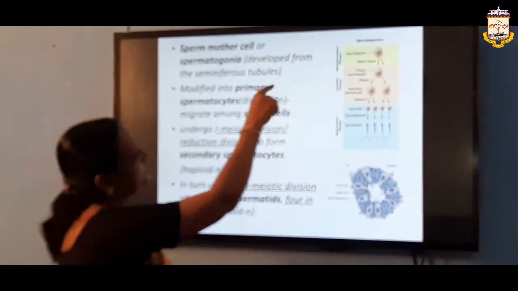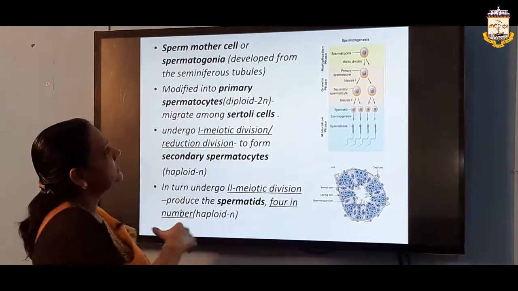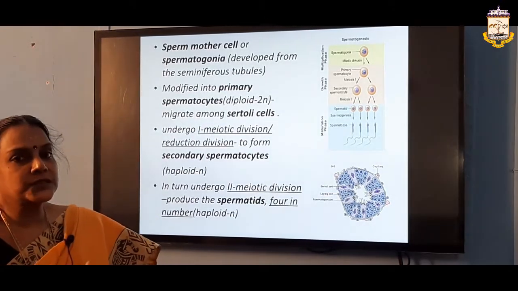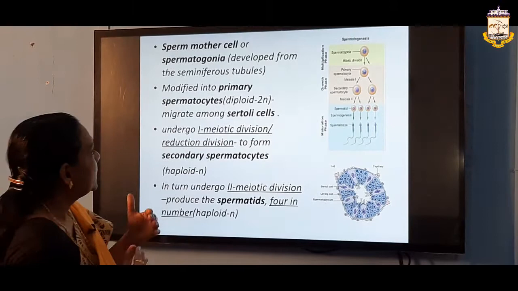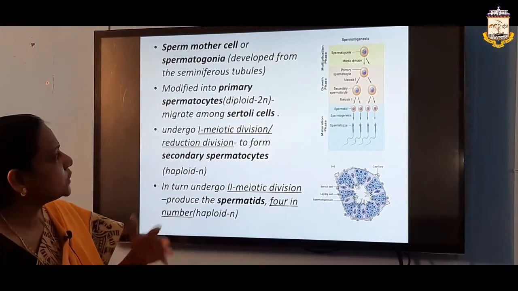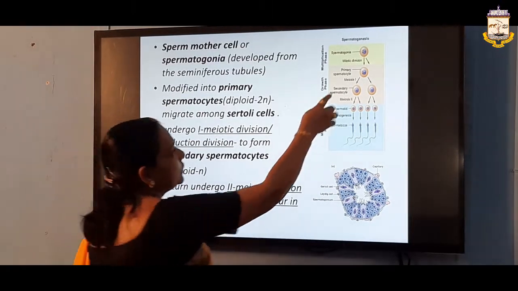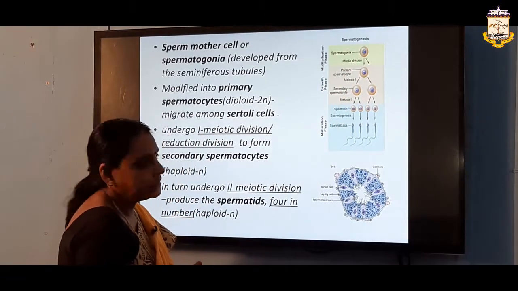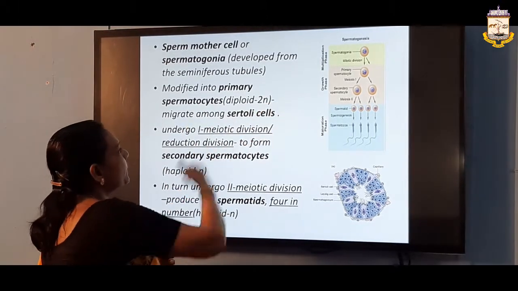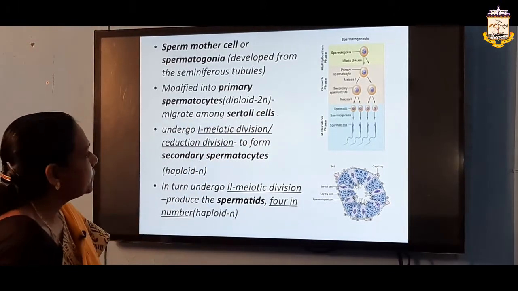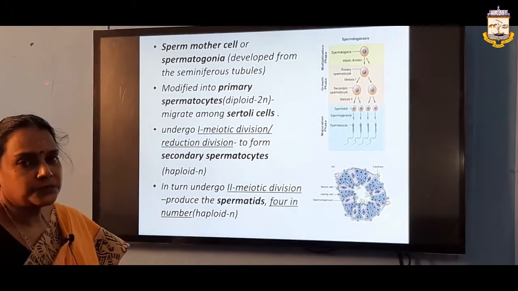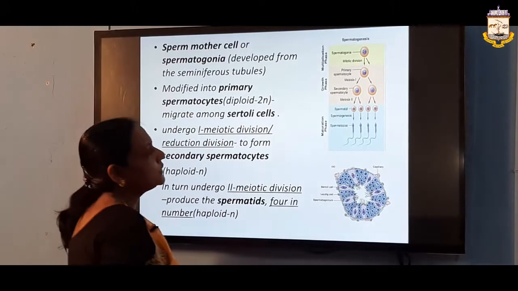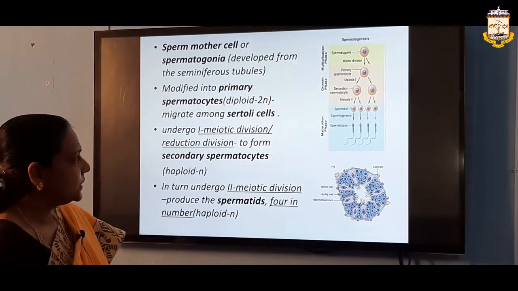What happens here? First, the spermatogonia or the sperm mother cells develop from the seminiferous tubules, which are the site of production of sperms. The sperm mother cell or spermatogonia, see here, is now in diploid condition, 2n number of cells. The division which occurs here is mitotic division. Next, they are modified into the primary spermatocyte, which is also in the diploid condition, that means 2n number of chromosomes. This is the first meiotic division, which occurs in the growth phase.